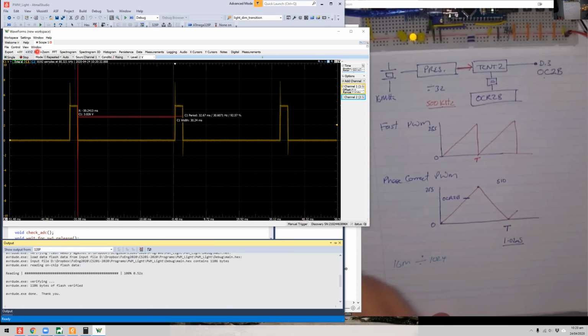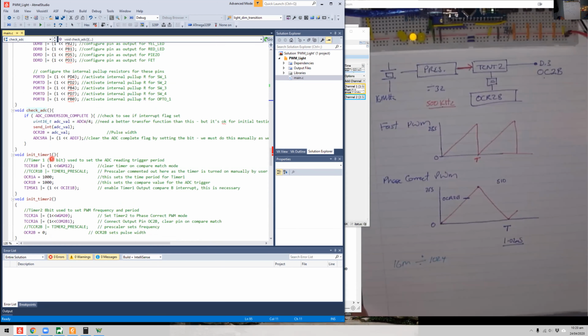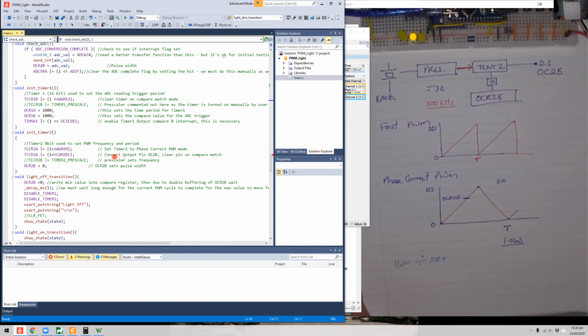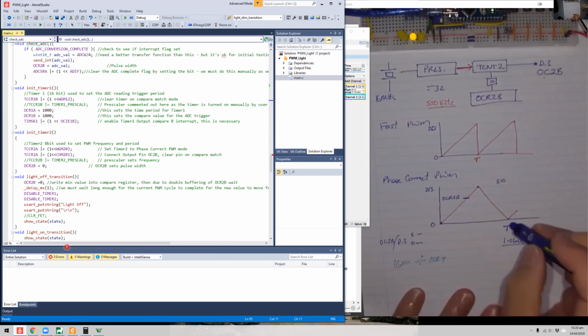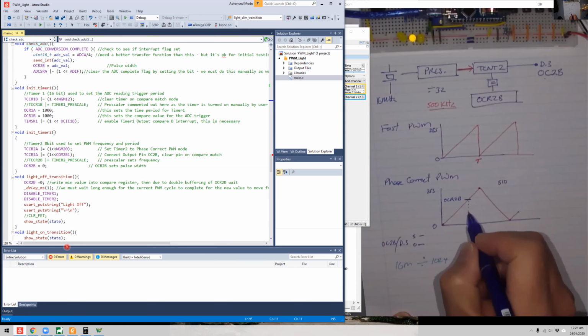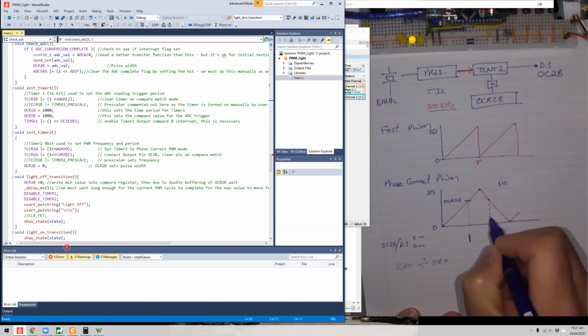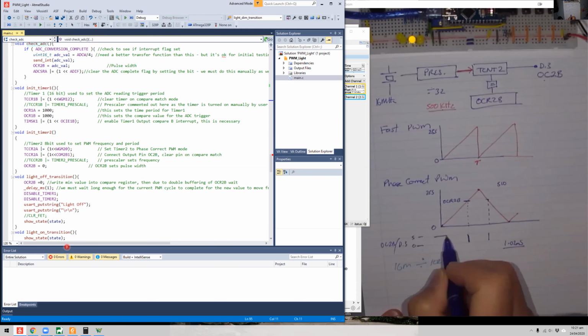And I've got that set up so that if I go back down to initialize the timer, I've got connect output, clear the pin on compare match, which means that if here's the voltage of my pin, D.3 or output compare 2B, if that voltage is 0 and there's 5, what's happening is at this point in time it's clearing it, so it's going to 0. And here's the other point in time, it's going high. So this is what's happening at the moment.